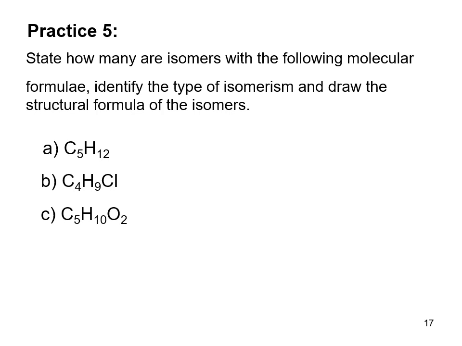Practice 5. State how many are isomers with the following molecule, and then identify the type of isomerism. Then draw the structural formula of the isomer. So there are 3 questions. Let's check the answer. But before checking the answer, please try to do it by yourself first.